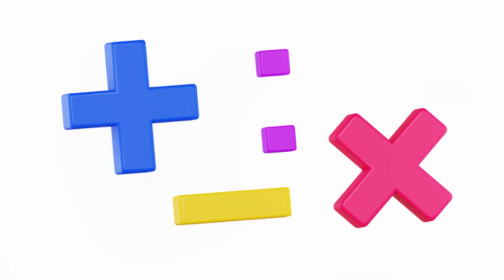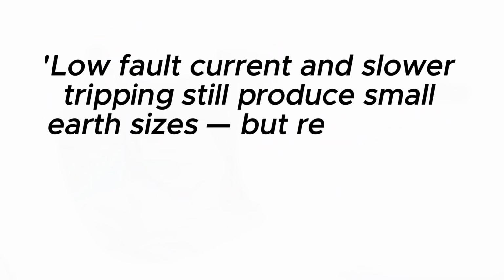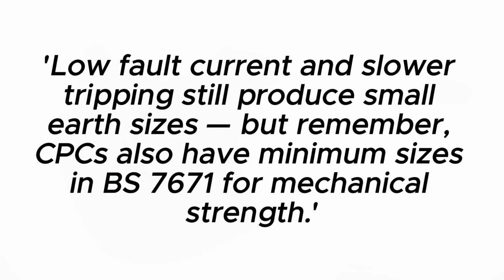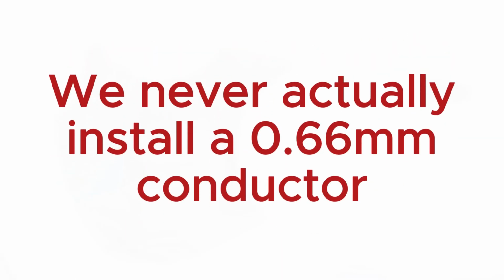See how the math works? Low fault current and slower tripping still produce small earth sizes. But remember, CPCs also have minimum sizes in BS 7671 for mechanical strength. So we never actually install a 0.66 millimeter conductor.